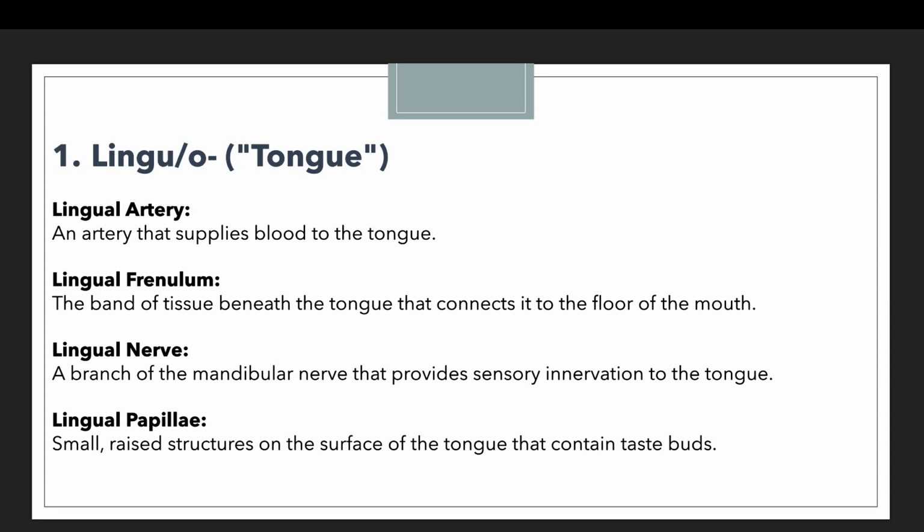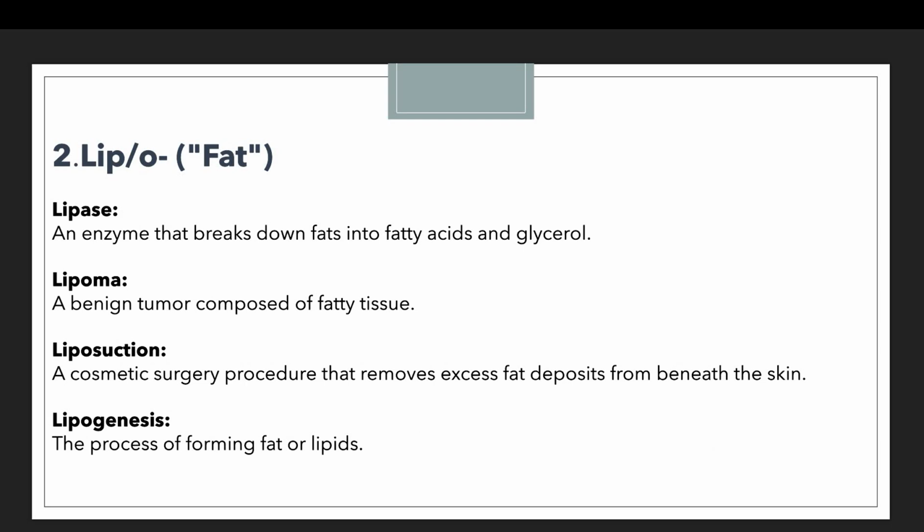Now we will look at the second prefix. The second prefix is lip or lipo. The prefix lipo or lip is mainly used in order to denote fat. So whenever we are talking or having a discussion around fat, in that case we will use the prefix lip or lipo.